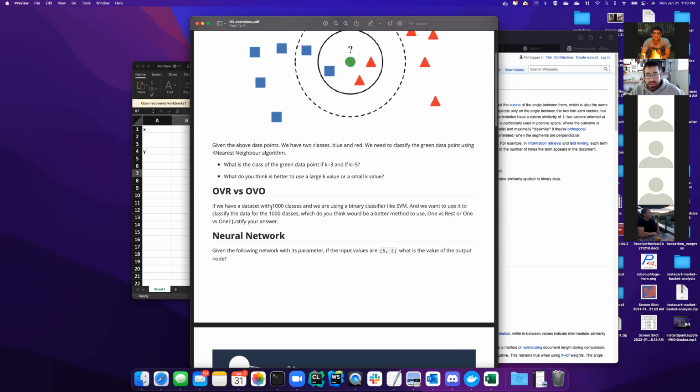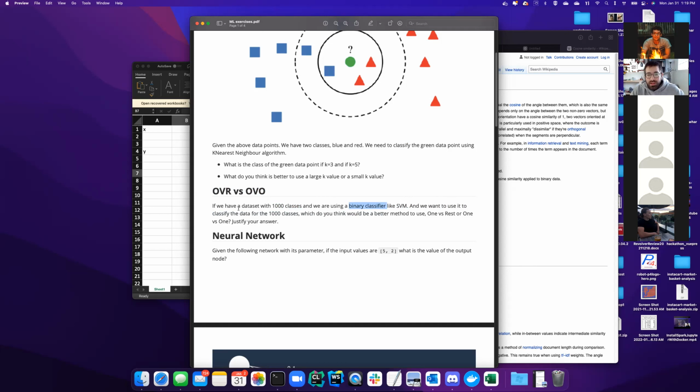Okay, now the second question is about when we're dealing with a binary classifier like SVM. The classifier can only classify two classes, like right and left, or red and blue. But if we have a data set with 1,000 classes, as an example, and we want to use a binary classifier like SVM, we can use strategies like one versus rest or one versus one to classify the data on 1,000 classes by simply creating multiple binary classifiers. Instead of having one classifier, we'll be dealing with multiple.